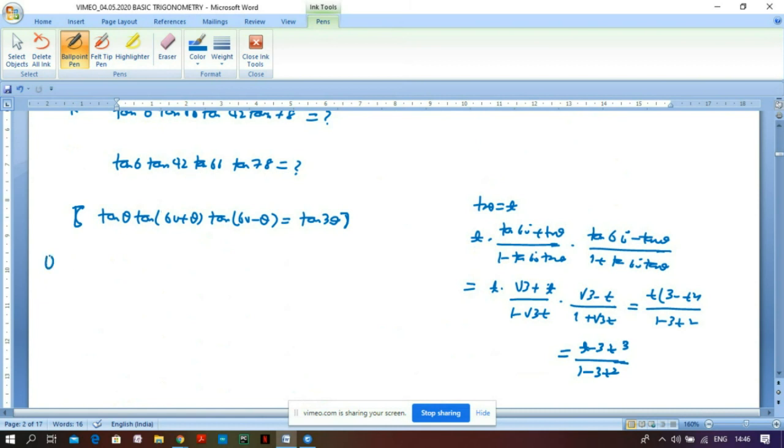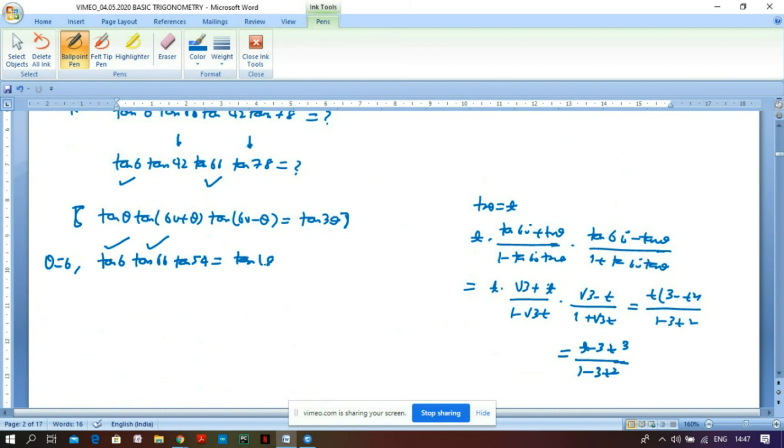So suppose I take theta is 6 degrees. Then we get tan 6, tan 66, tan 54, and that happens to be tan 18. So tan 6 is welcome, tan 66 is welcome. Tan 54 and tan 18 are not welcome, because of course they don't figure in these numbers. So tan 6 has come, tan 66 has come. Let's focus on how to get these numbers.